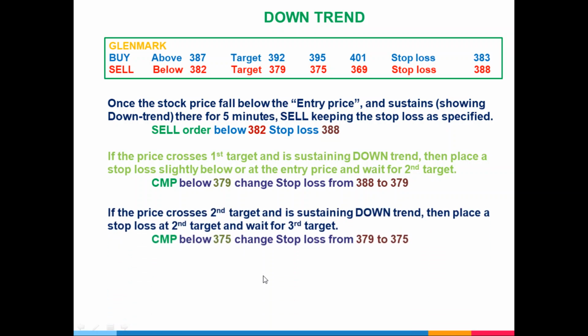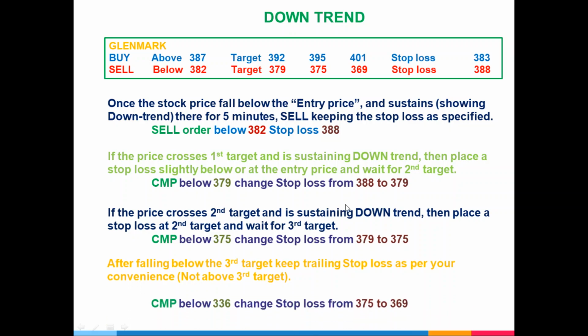If the price crosses the second target and is sustaining the downtrend, then place a stop loss at the second target and wait for the third target. So here, once the stock is below 375, I will change the stop loss from 379 to 375. That means once the price is below 374, 373 levels, then I will change my stop loss from 379 to 375. That would be my third time of changing the stop loss: from 388 to 379, 379 to 375.